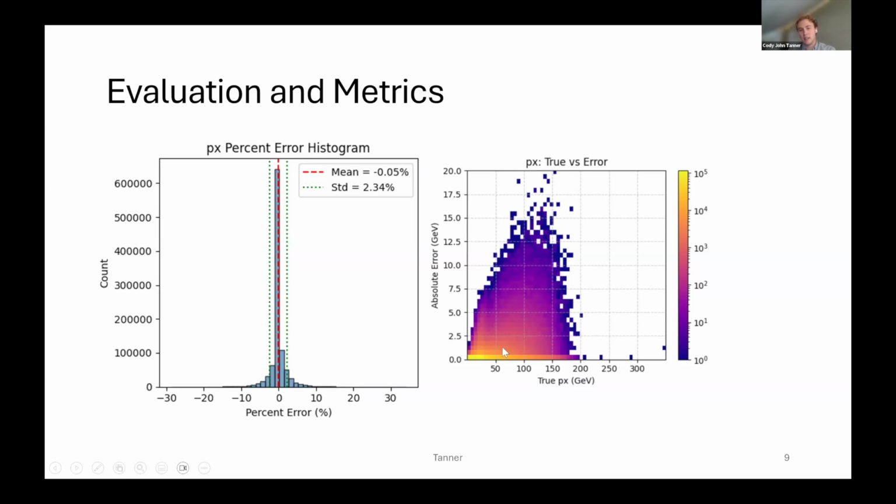And we can see in this plot here, this is a heat map in log scale. As the true PX grows, so does the absolute error. And that makes sense. The more energy something has, the harder it is to measure it exactly right.